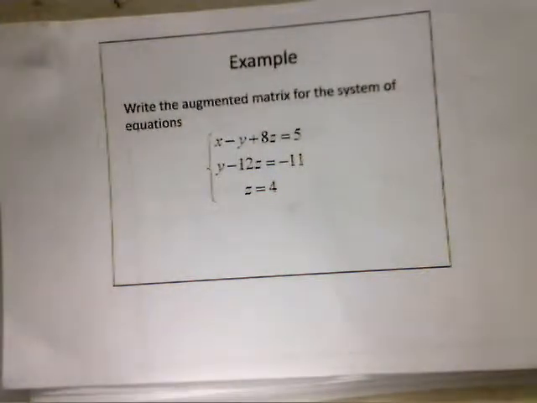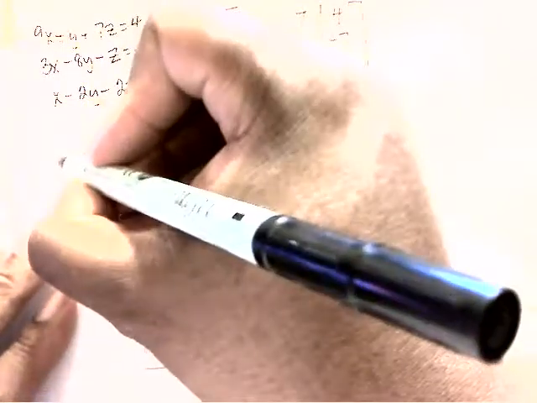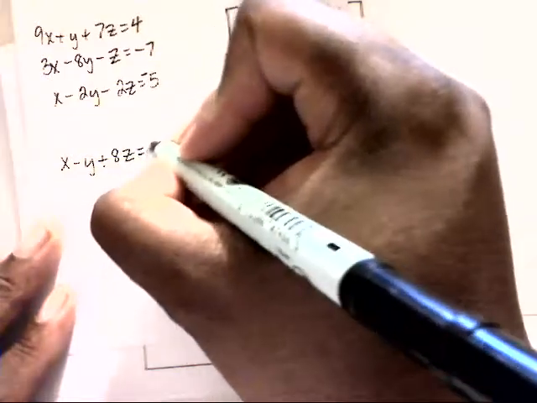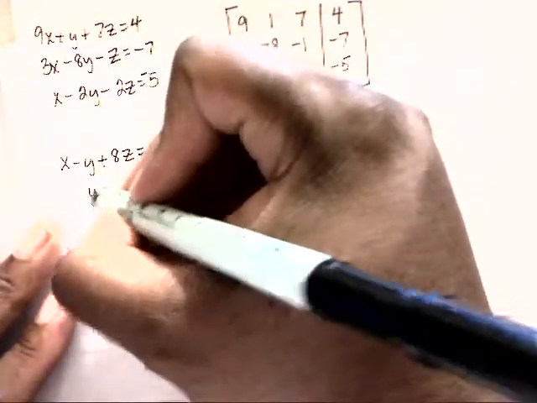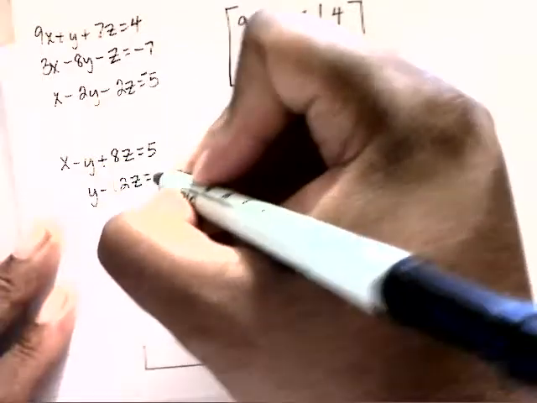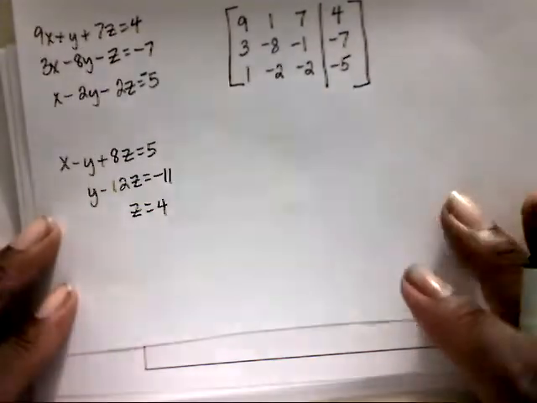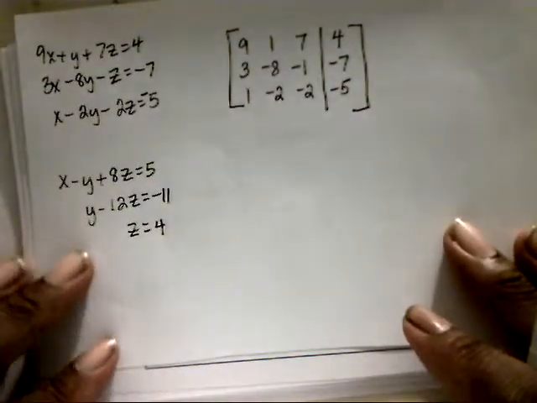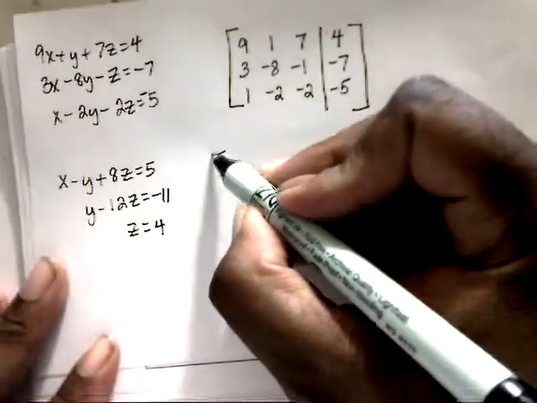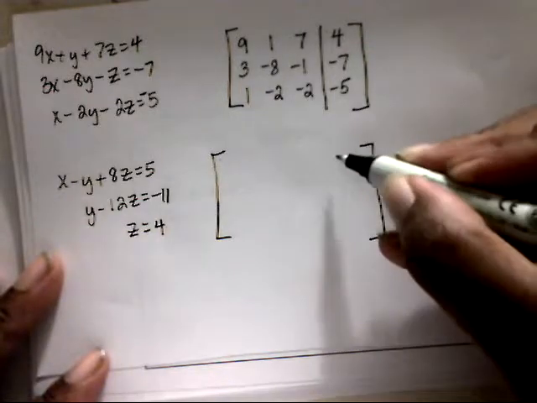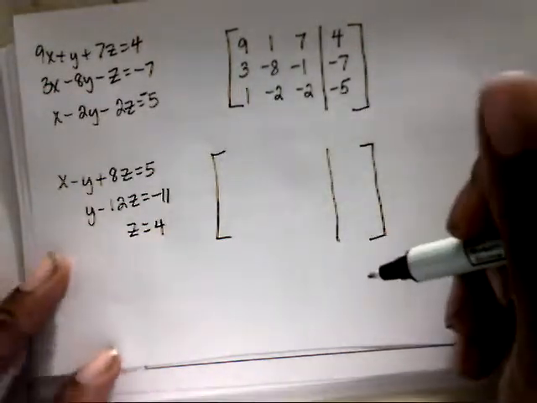Okay, so again, we'll do another system of equations. I'll go ahead and rewrite this on the same sheet. x minus y plus 8z is equal to 5, and then y minus 12z is equal to negative 11. z is equal to 4. Okay, that's my system of linear equations. So here in this case, we'll do a set of brackets. The vertical bar represents the equal sign.